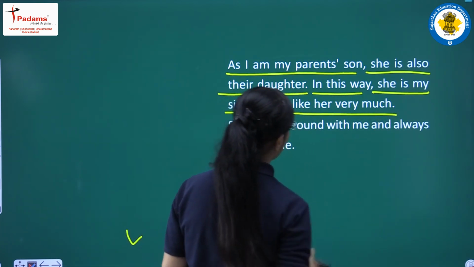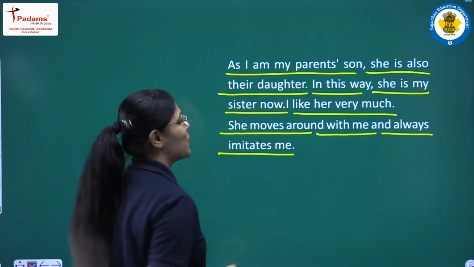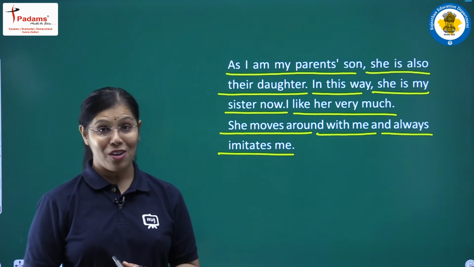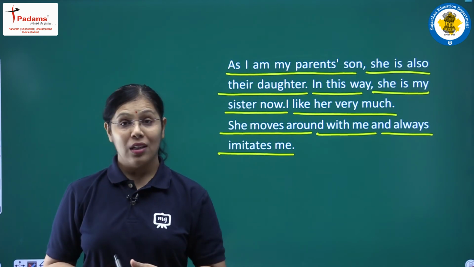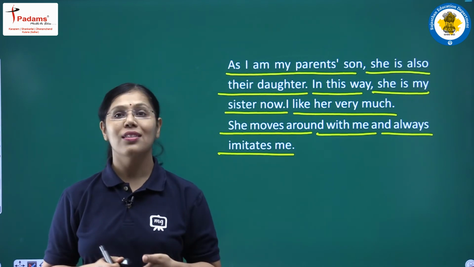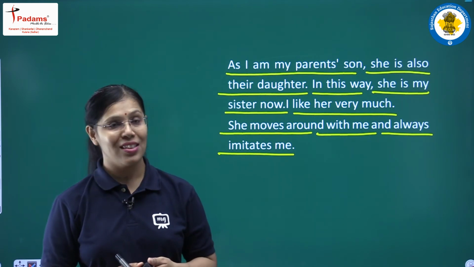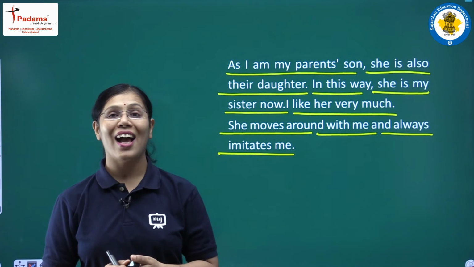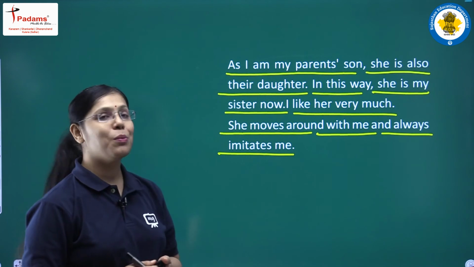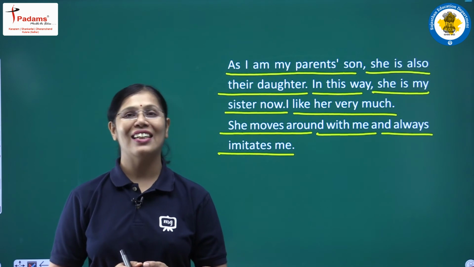I like her very much. She moves around with me and always imitates me. So Yogi was very happy with his sister, and he also told that as I am my parents' son, she is also their daughter, and now she is my sister as she is the daughter of my parents due to adoption. And he also told that I like her very much and she moves around with me all the time, and she also imitates me, which I like a lot.